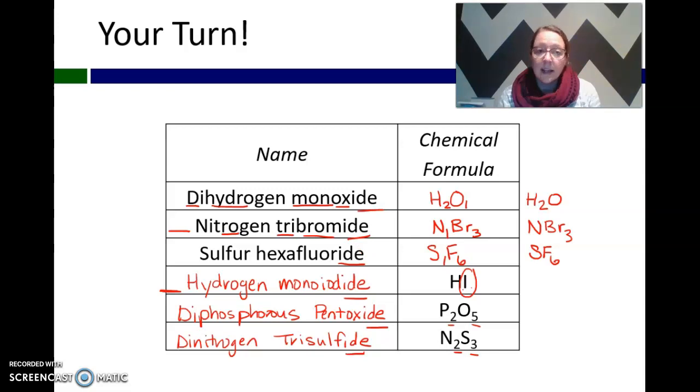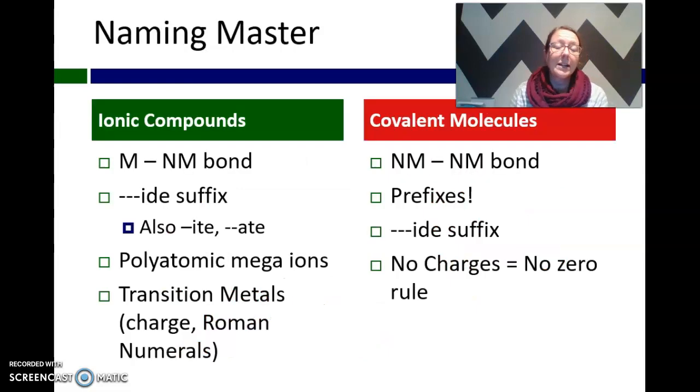So that's a look at naming covalent molecules. And I really hope that was helpful. Remember, utilize those prefixes written on the back of your periodic table to help you name these and write their formulas. Now let me just show you the big picture here before we close out.